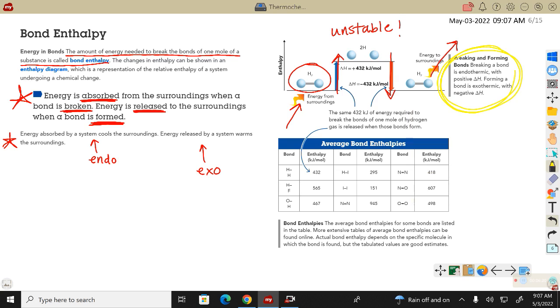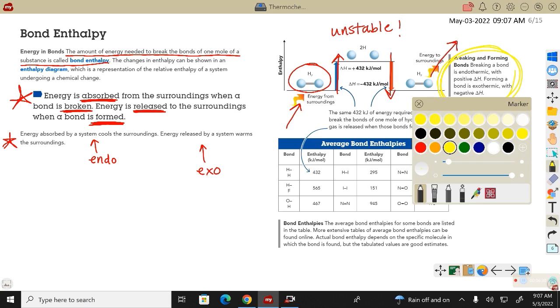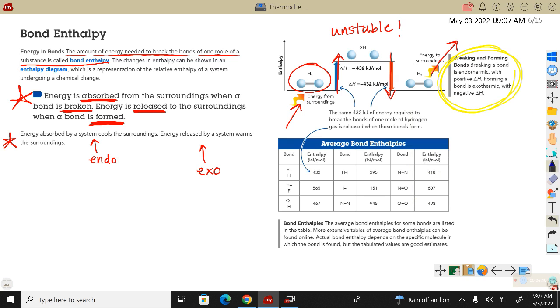Breaking bonds and forming bonds, they're just the opposite process. They involve the same quantity of energy being exchanged. But maybe we should just make a note that whenever you see a positive delta H, it means the change is endothermic. Energy is being added.